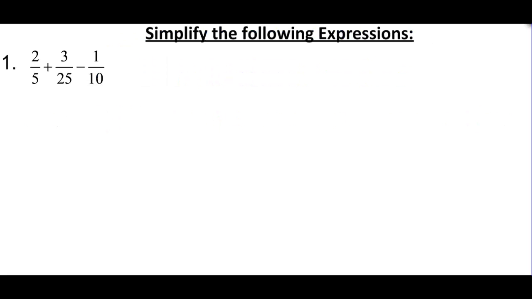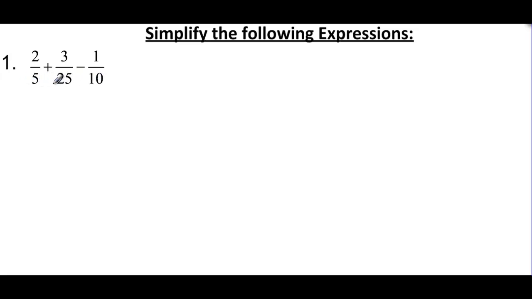So let's look at a problem that you'd probably dealt with a long time ago, well before high school. 2/5 plus 3/25 minus 1/10. Now, in order to add these, you have to have all the denominators the same. So what number could we make 5, 25, and 10?